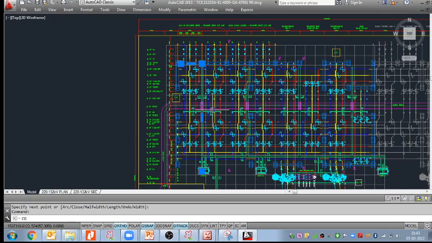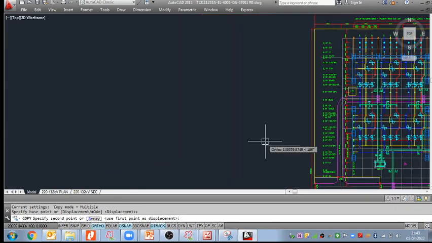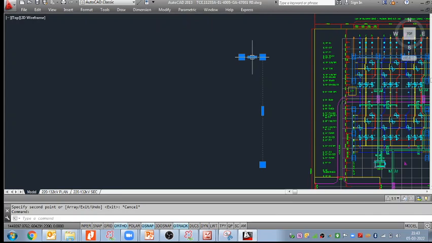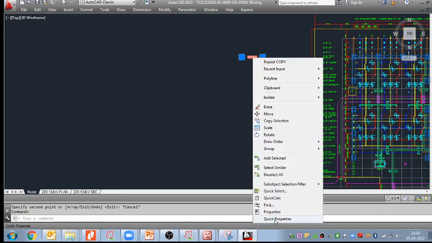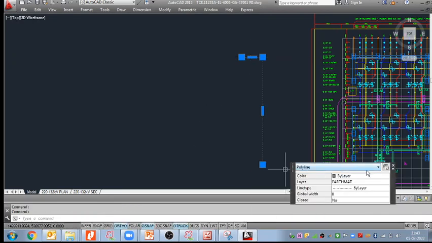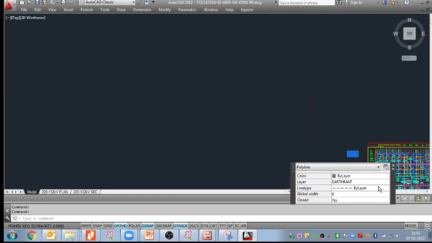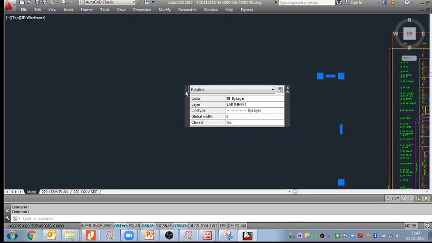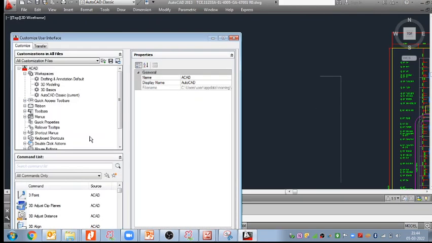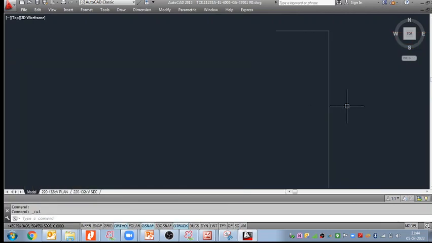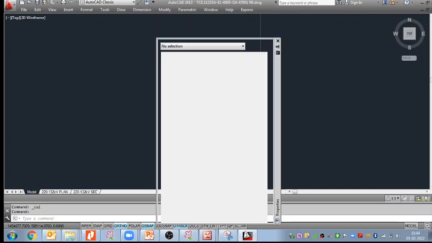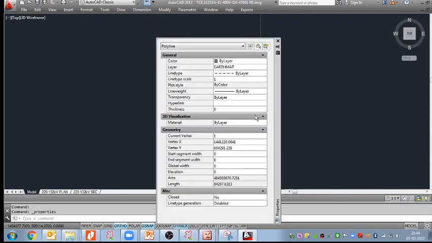Use this command to copy the line, and we can take it outside of this drawing. Now right click and go to the quick property, and now we can see the length here. Or Control 1 also we can use, I think. Yeah, Control 1 we can use.